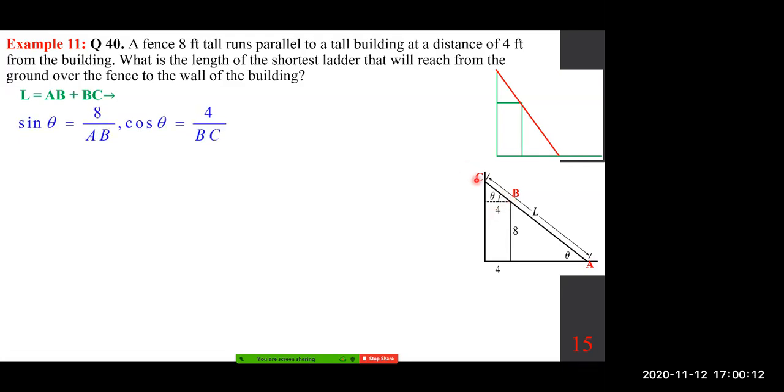So take a look at the shapes. Sine theta, 8 over AB. Cosine theta, 4 over BC. I hope you see this means AB is 8 over sine theta and BC is 4 over cosine theta. So 8 over sine theta is the same as 8 cosecant theta.